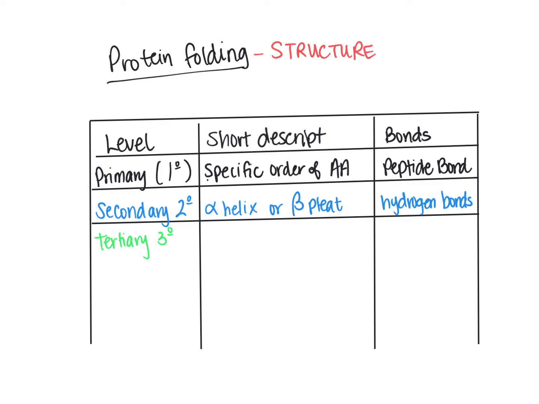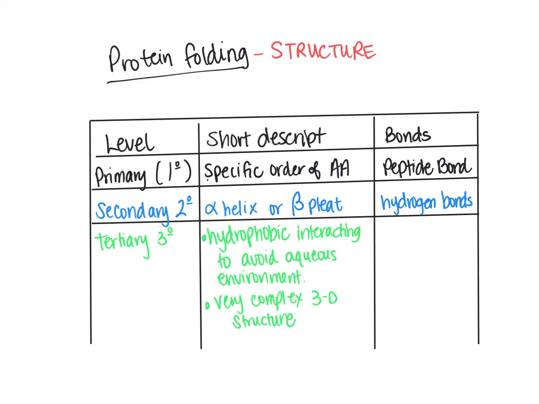Now, tertiary structure is where things get really, really complicated, because tertiary structure is now going to incorporate all the amino acids that are hydrophobic or nonpolar and bring them together so that they avoid the aqueous environment that the cell is in. And so it takes on a very complex three-dimensional structure. And so we focus, when we talk about those tertiary levels of protein folding, on those hydrophobic interactions.